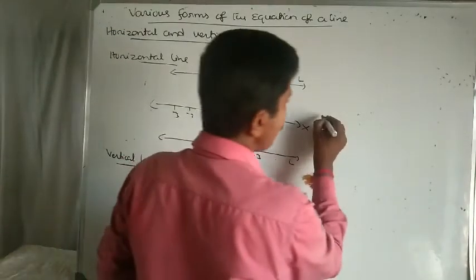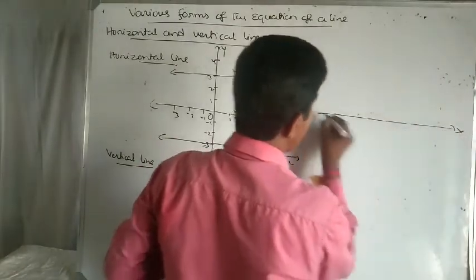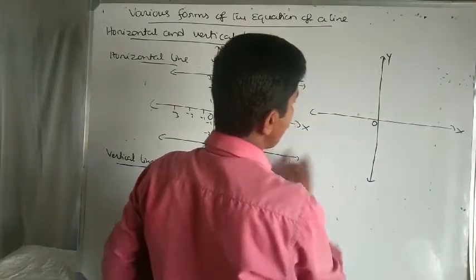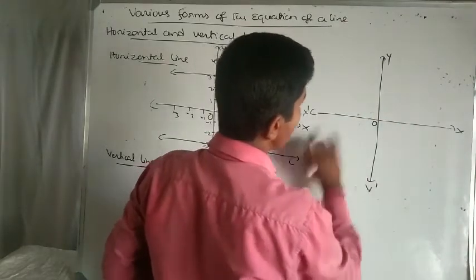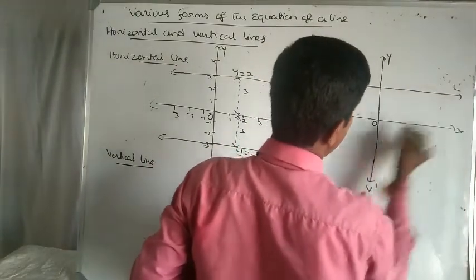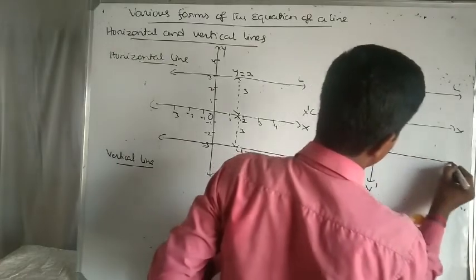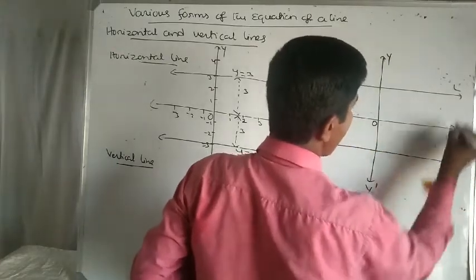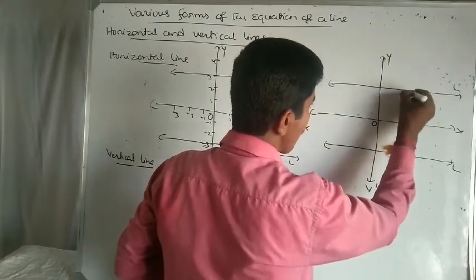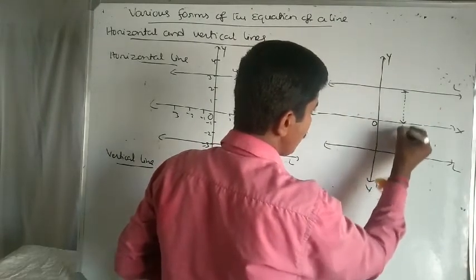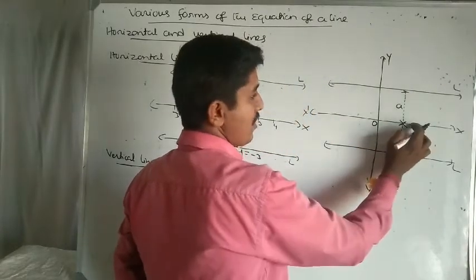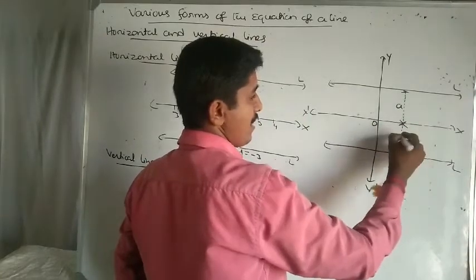In general, here x-axis, y-axis, negative x-axis, negative y-axis. Here I am drawing a line parallel to the x-axis, and here another line parallel to the x-axis. This is line L, this is line L. Here the distance from the x-axis to line L is, suppose, a. Here the distance from the x-axis to this line below the x-axis is also a.